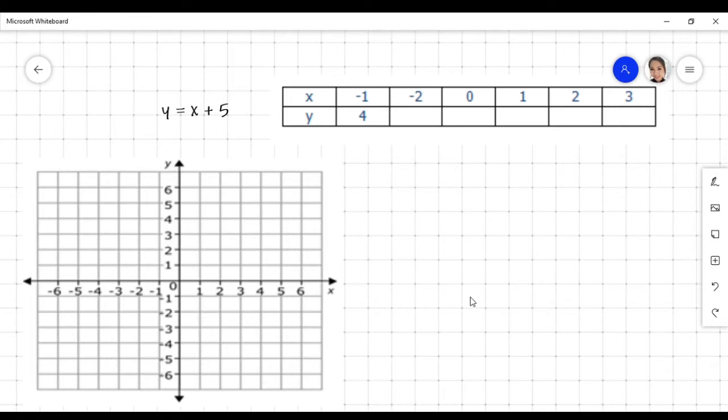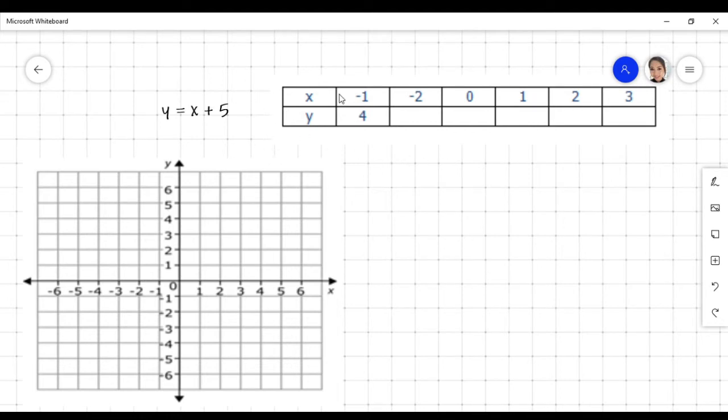Bago natin pag-aralan ang quadratic functions, we have to review first some of the important topics na magagamit natin in learning about quadratic functions. At ito ay ang rectangular coordinate system. So we have here the rectangular coordinate system and then evaluating equations.